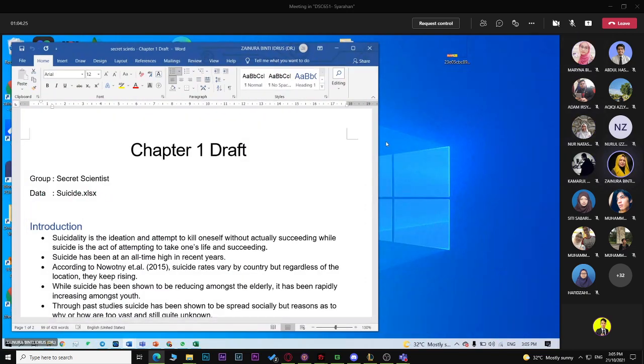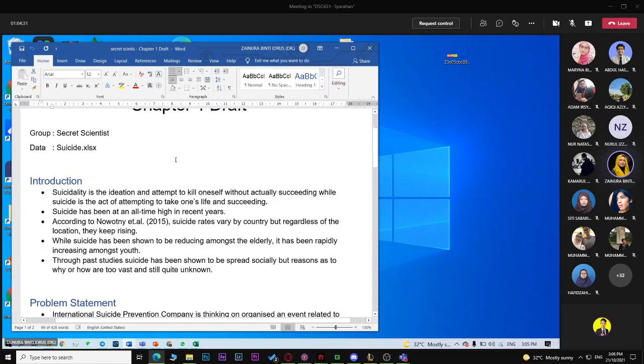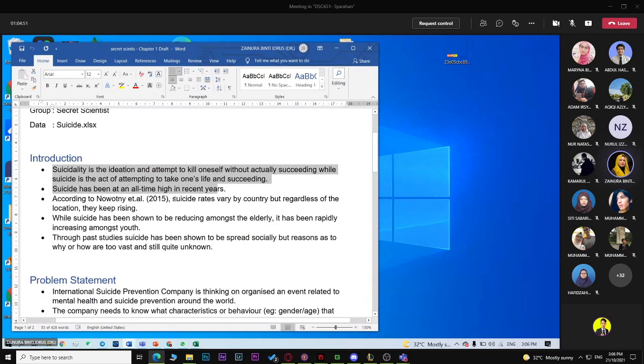Yes, we can. Okay, this is a sample. You go and read the introduction, you have to read and then you see a little bit, the dissertation. It's about suicide. You read a bit, it tells about suicide. So while suicide has been shown to be reduced among the elderly, it has been rapidly increased among youngsters. Then it leads to your problem, in suicide, general.